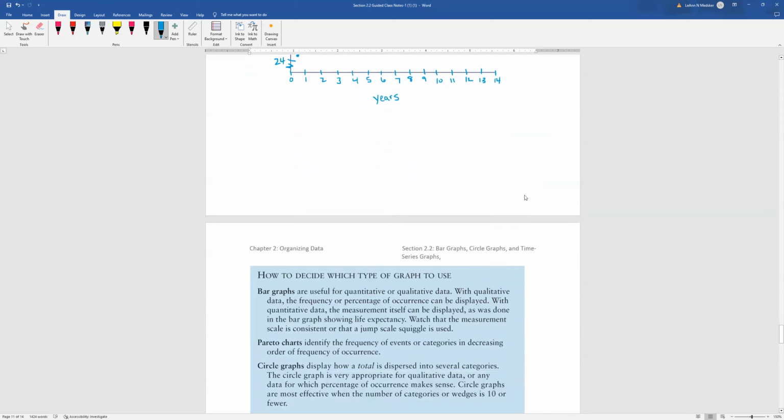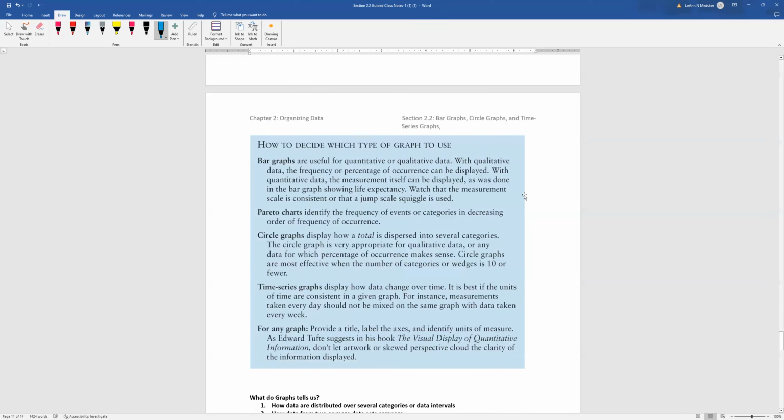Now, the last part of this section, because like I said, I'm going to just post the ink for the U-Try parts, and you can look at those and try them on your own, see if you did okay. The bar graphs are useful for quantitative or qualitative data. With qualitative data, the frequency or percentage of occurrence can be displayed. With quantitative data, the measurement itself can be displayed, as was done in the bar graph showing life expectancy. Watch that the measurement scale is consistent or that a jump scale squiggle is used.